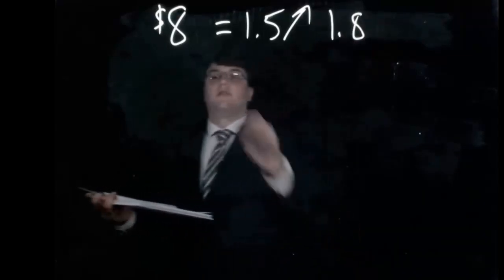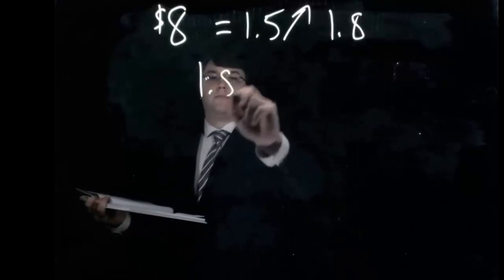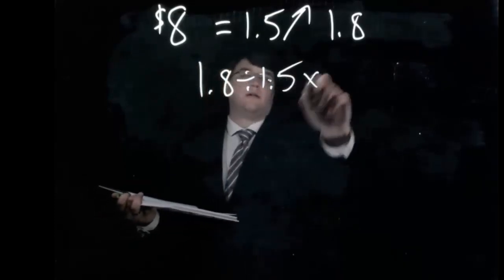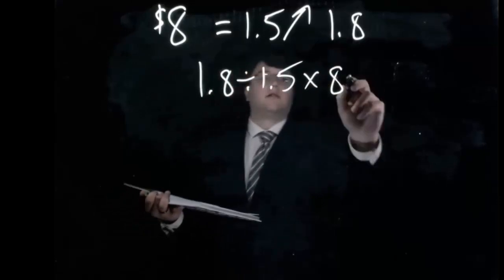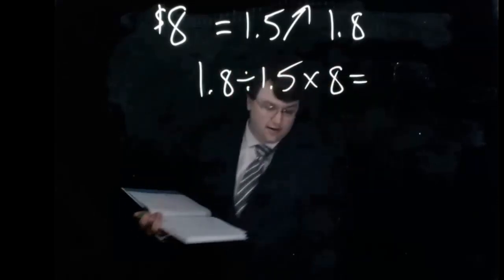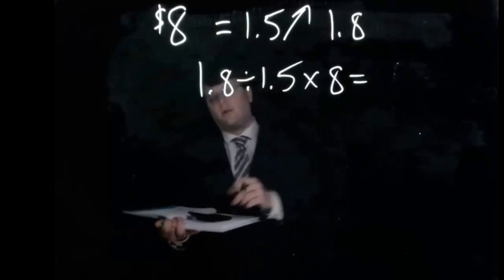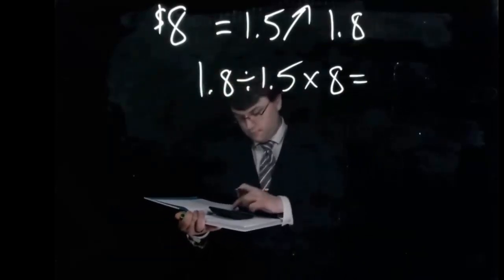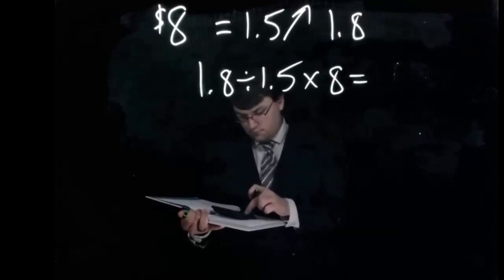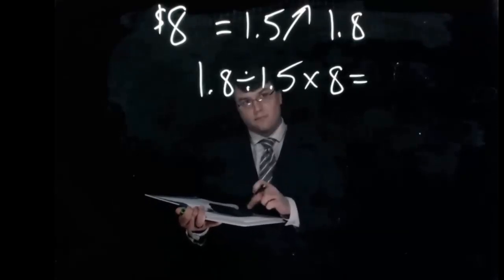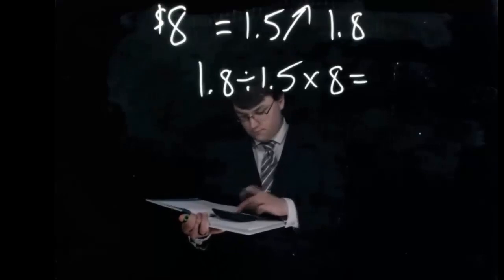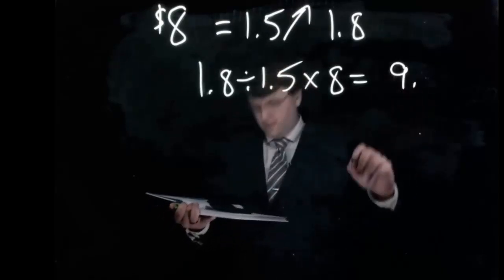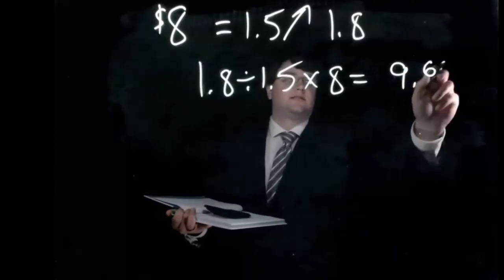And again, going by our formula of new by old times rate, you can simply enter into your calculator 1.8 divided by 1.5 times 8. Which should give us $9.60.